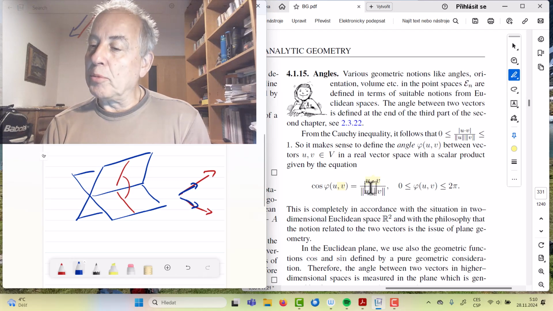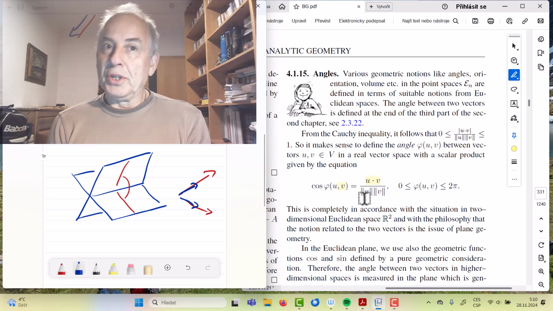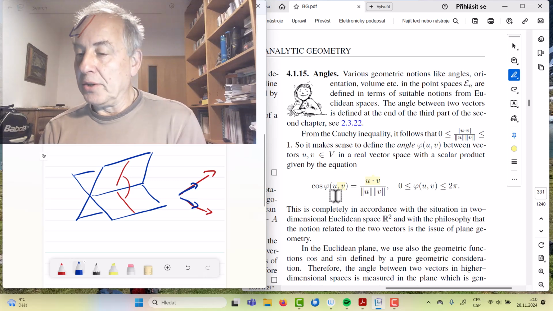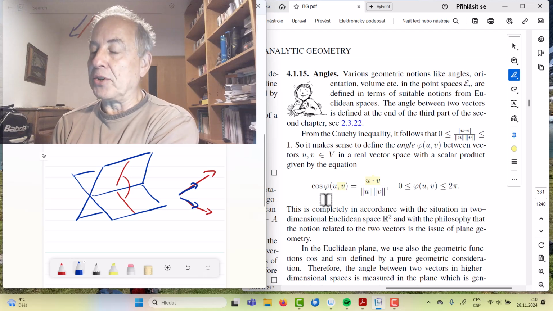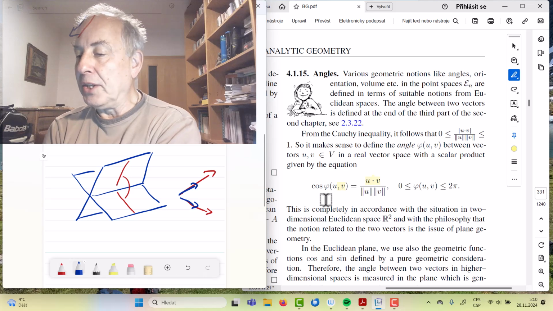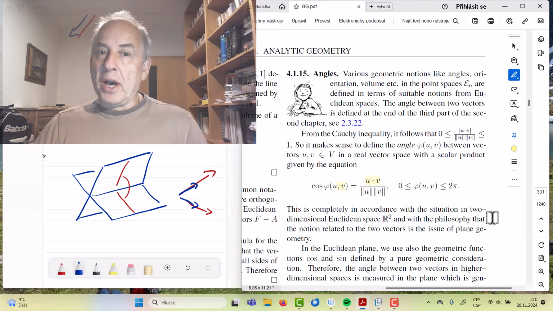The cosine will be 1 then, right? Because it will be just the norm of u, and u would be twice the same vector, and u would be the unit 1, right? So that's how we get it. And this works, of course, for any dimension then.